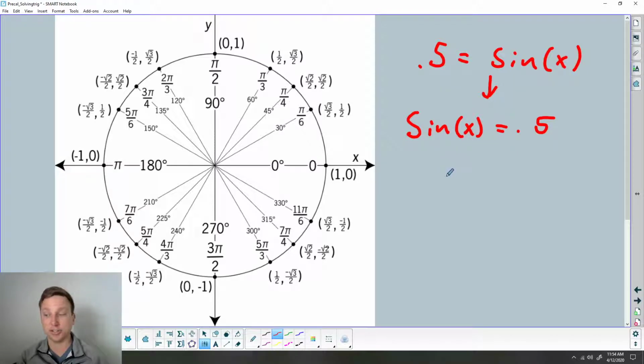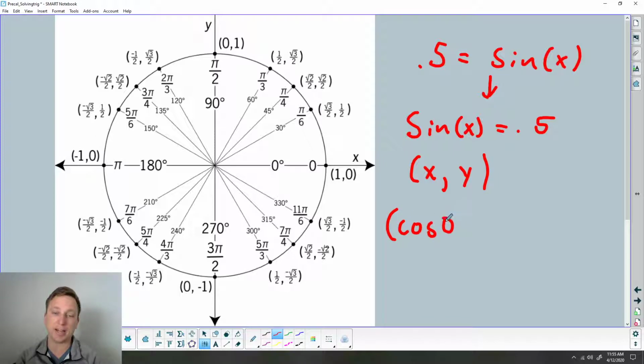Now we actually know how to solve this just by looking at the unit circle. If we pay attention to the ordered pairs on the unit circle, we have x values and y values, and we talked about already how the x values are the cosine of the angle we're taking, and the y values are the sine of the angle we're taking. So if I want to know where sine is 0.5, I want to find all of the values on the unit circle that have a y value, a sine, of 0.5.